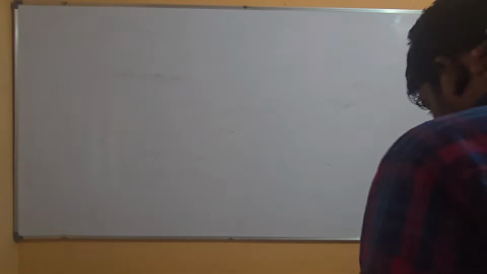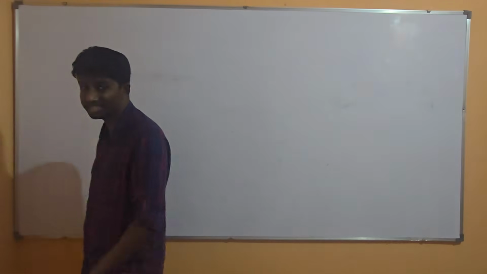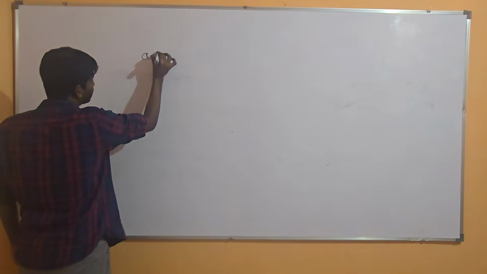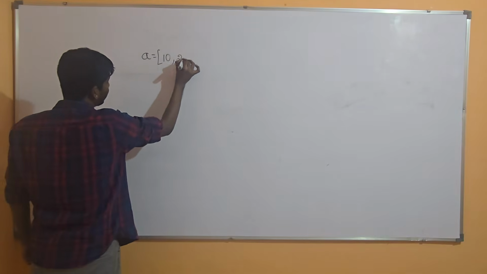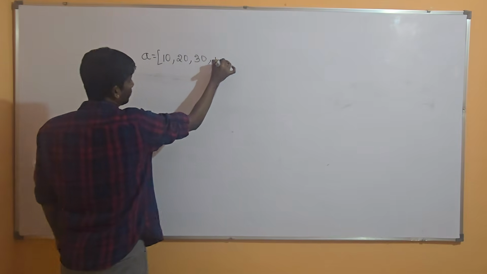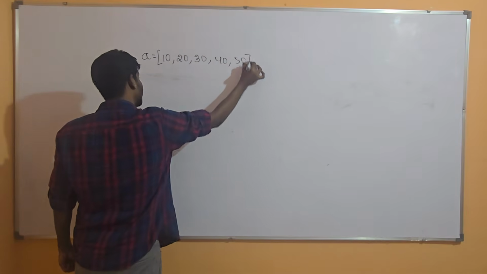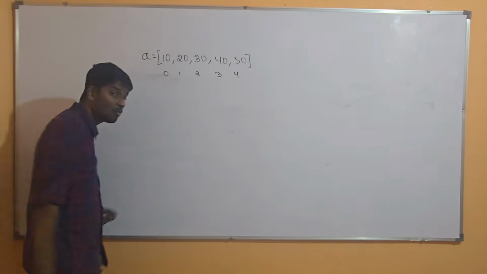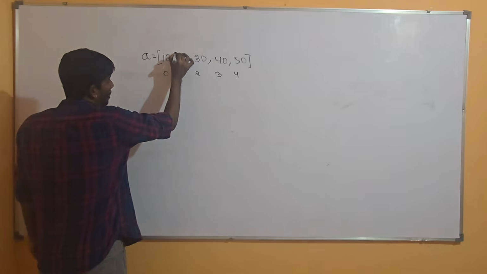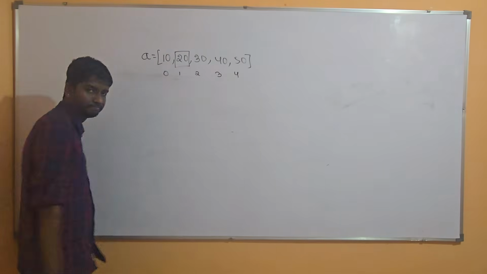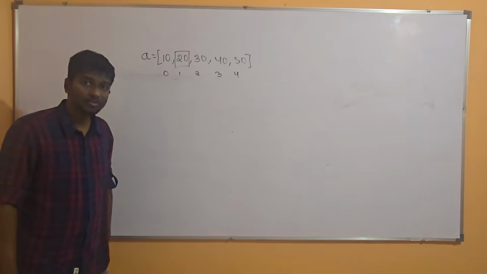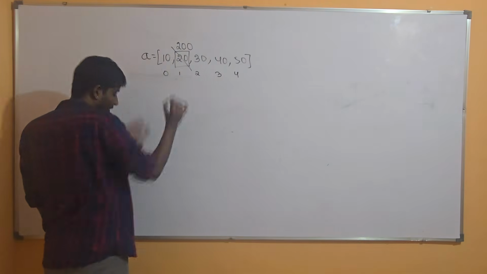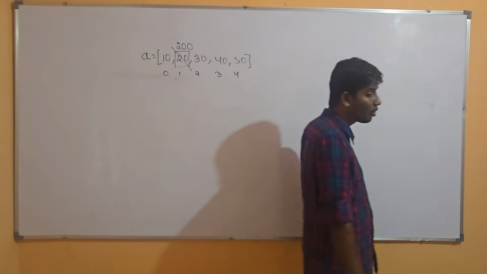Okay. Now the next method. Sir, what is the next method? See, my array list looks like this: 10, 20, 30, 40, 50. Index numbers you already know: 0, 1, 2, 3, 4. Now, I don't want this 20. Instead of this 20, I want 200. See the difference?